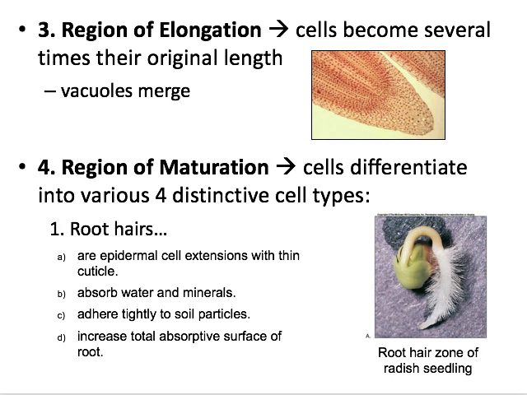We find root hairs, which are epidermal cell extensions with a very thin cuticle. It's important that it has a thin cuticle because we're talking about water absorption, so we don't want a thick waxy layer blocking that water. The root hairs serve to absorb water and minerals, therefore, and also to stick to the soil particles to really help anchor that plant into the ground. Root hairs are very important because they simply increase the total absorptive surface of a root, greatly enhancing the surface to volume ratio.